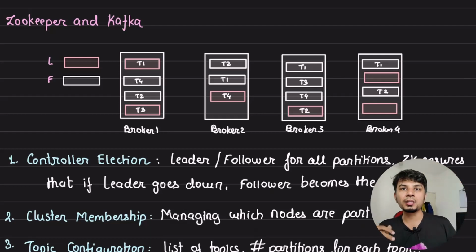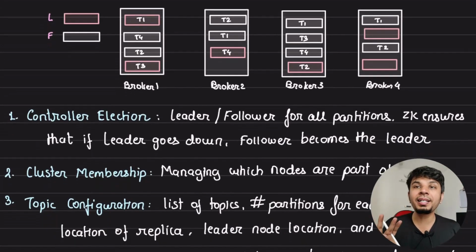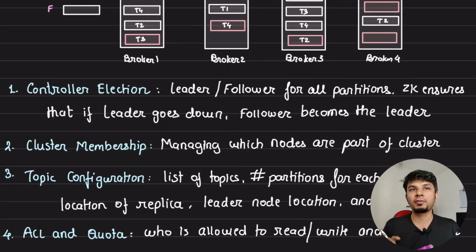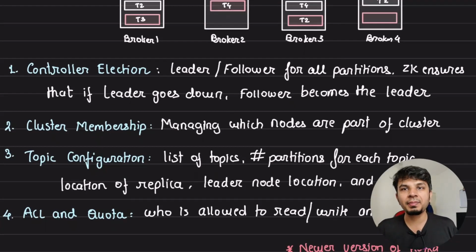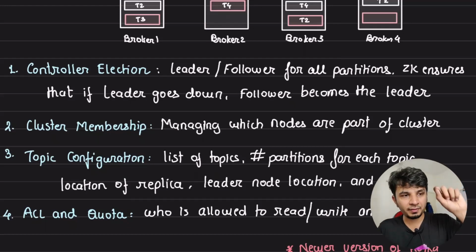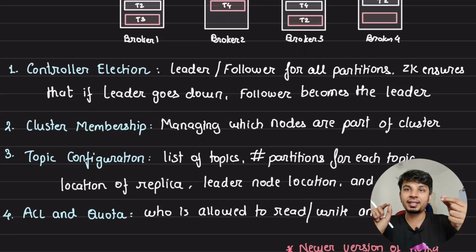So what does Zookeeper do? Zookeeper fulfills four key responsibilities for Apache Kafka. First of all is controller election, basically the leader election. So here, for every partition, for every topic, there is a node which is acting as a leader, while the other node is acting as a follower.